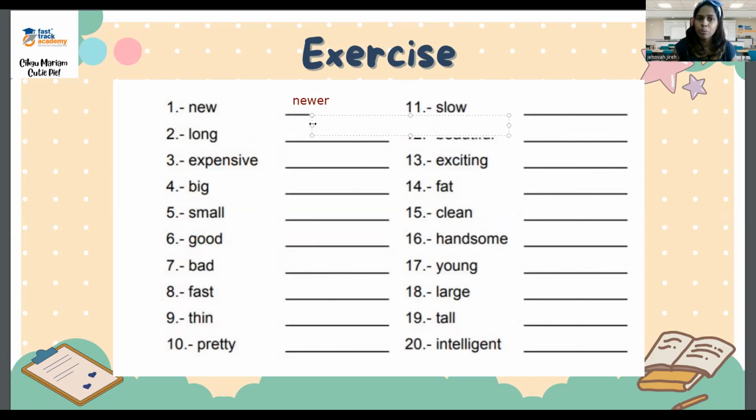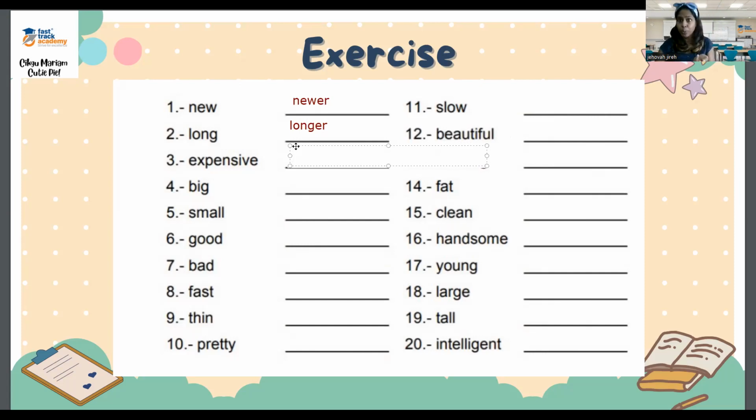So how about number 2? Number 2 is long. For long, you add ER: longer. As you can see, for a very long word, you will have to add the word more. You can't say expensive-er. You have to say more expensive. So how do you write this? More expensive. All right, let's move on to number 4.